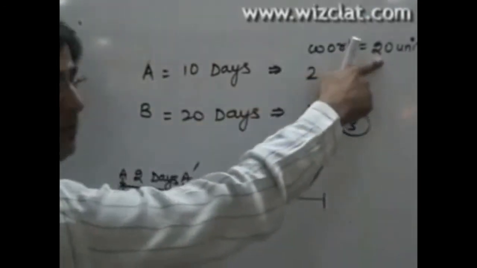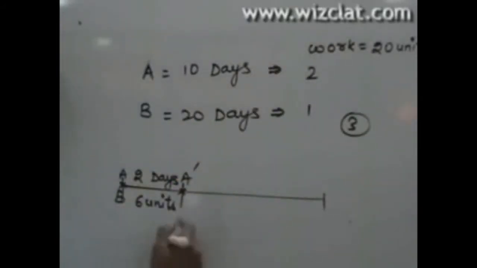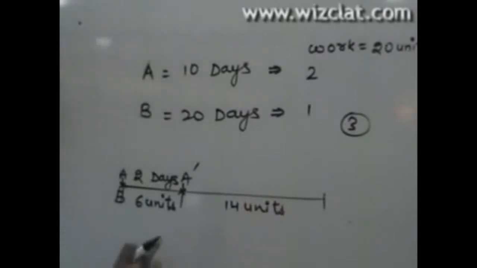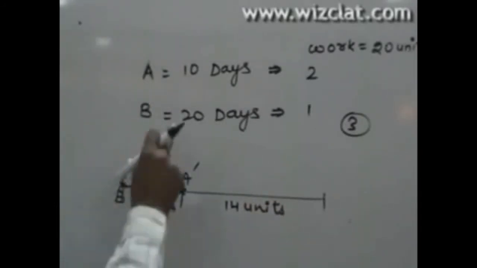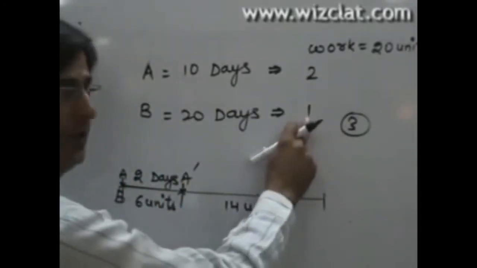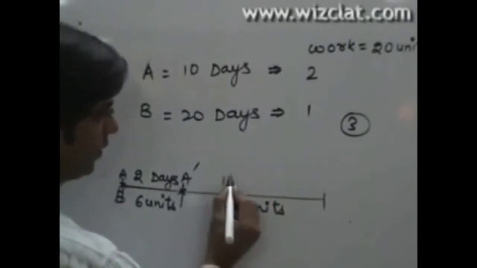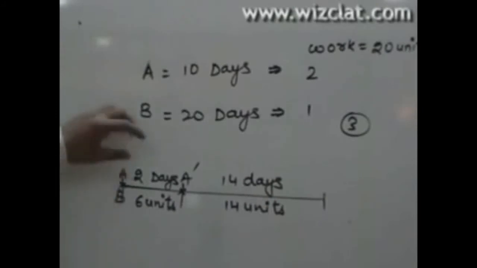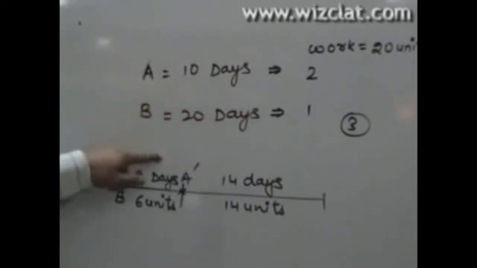Now the total work is 20 units. 6 units have already been done. So remaining 14 units will be done by whom? B alone. B can contribute 1 unit in 1 day. So to do 14 units, he requires how many days? 14 days. Therefore, we can say the total work will be done in 14 plus 2, 16 days.